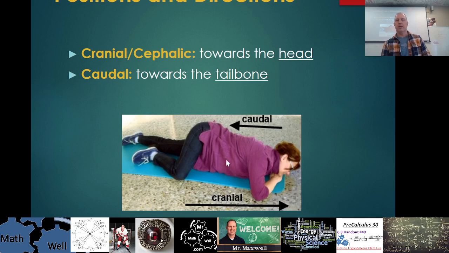Well, these terms apply to any position. Cranial is the direction towards the head. If she was standing upright, like in the original diagram, then the arrow would be pointing up towards the cranium. It's just another way of looking at it. Does it necessarily mean up or down? It doesn't mean up or down. That's the whole point. It means towards the head or towards the tailbone.